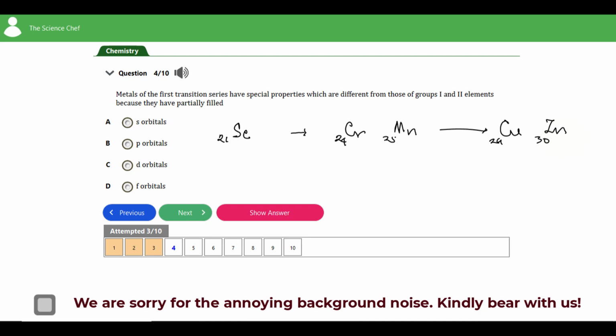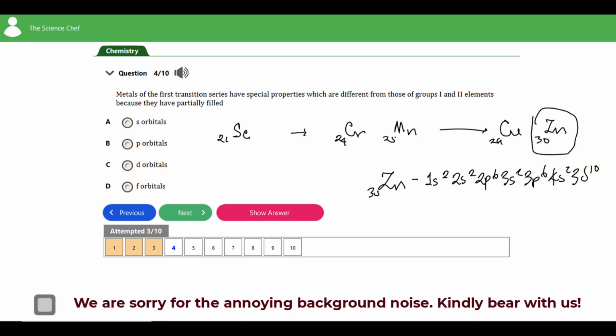We have some other metals in between, like titanium, vanadium, iron, nickel, and cobalt. So not all these elements are actually transition metals. It's only those that have partially filled d orbitals, which is why zinc is not considered a transition metal, because zinc has a completely filled d orbital. That's 1s2, 2s2, 2p6, 3s2, 3p6, 4s2, and 3d10, completely filled.